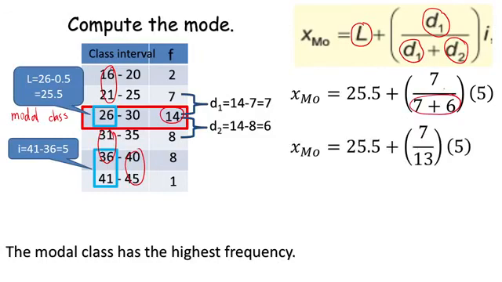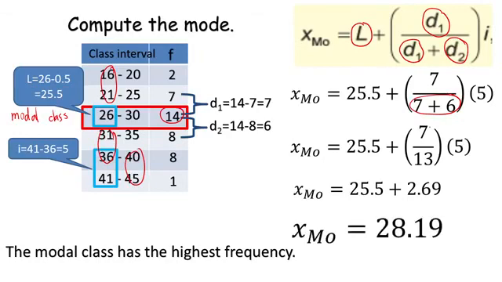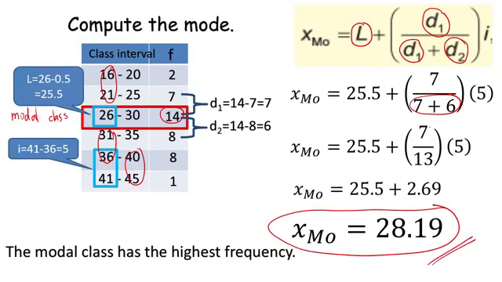Now, what is 7 times 5 divided by 13? 2.69. 2.69, right? Yes, sir. Plus 25.5. 28.19. So this will be our mode for our third example.